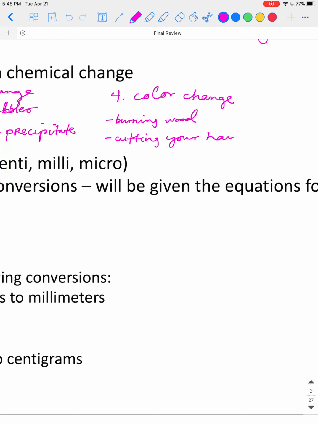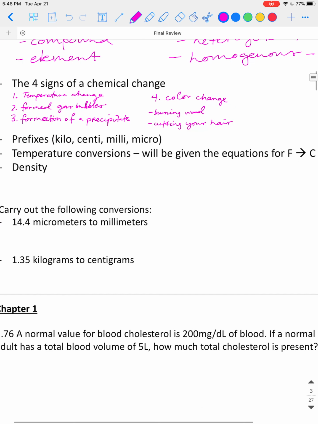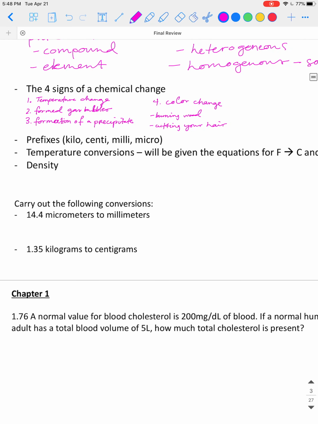All right, if I said cutting your hair, is that chemical or physical? Okay, bleaching your hair, is that chemical or physical? Be able to look at simple processes like this, water or a puddle evaporating, and tell me whether it is physical or chemical. All right.